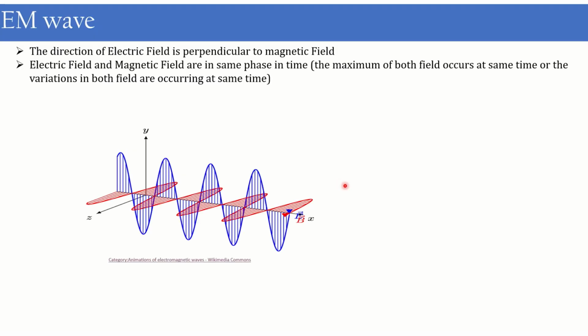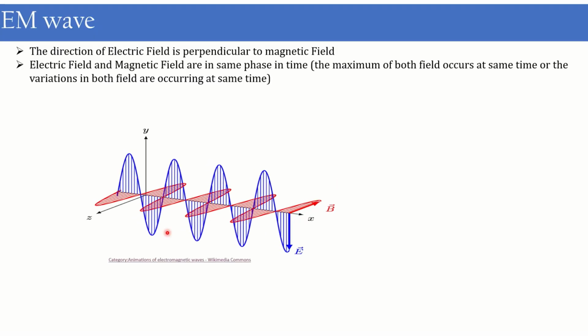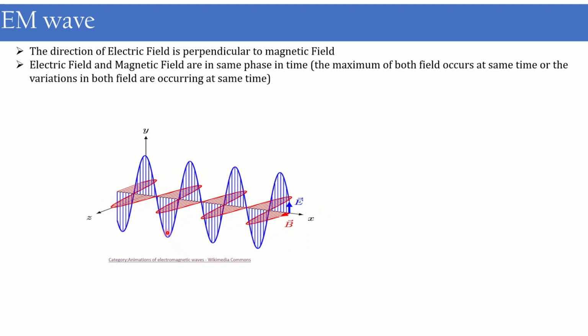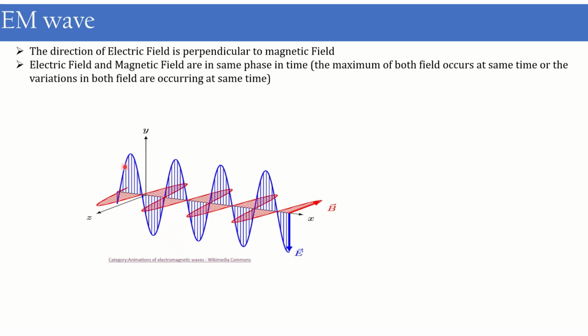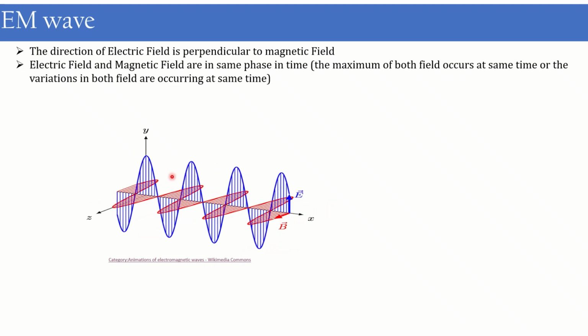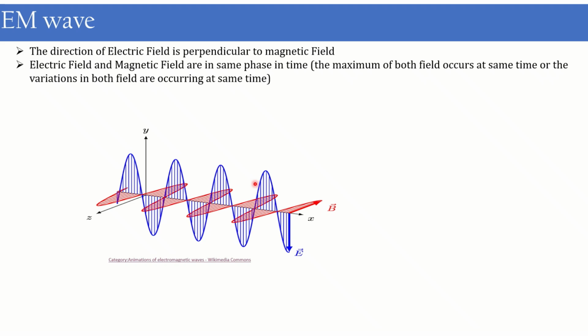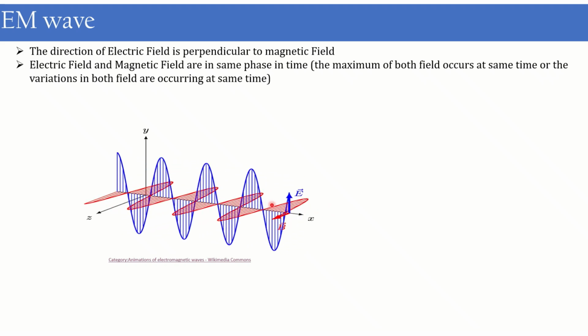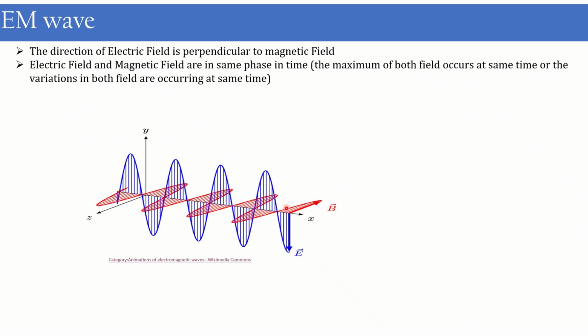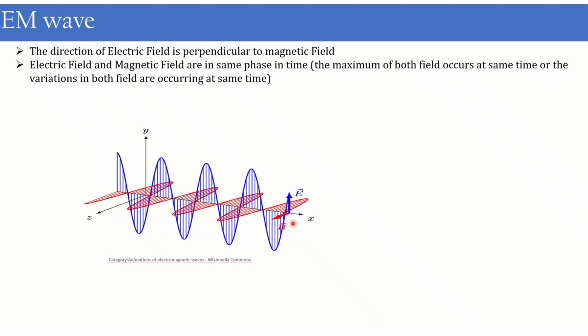Before starting about the field regions, let's analyze what is the main characteristic of an EM wave. An EM wave consists of both electric field and magnetic field, and they are perpendicular to each other. Here you can see that the blue represents the electric field and B represents the magnetic field. So they are both perpendicular to each other.